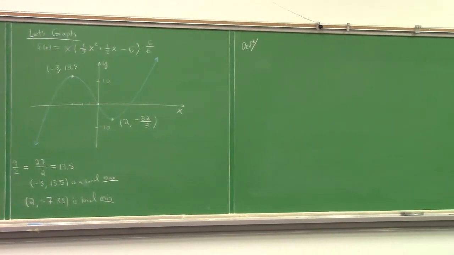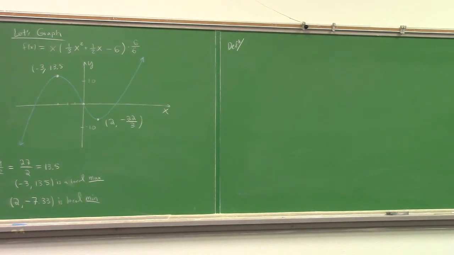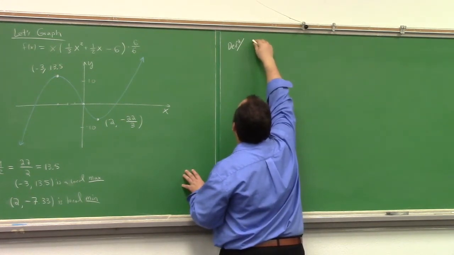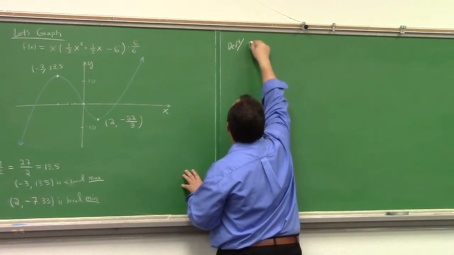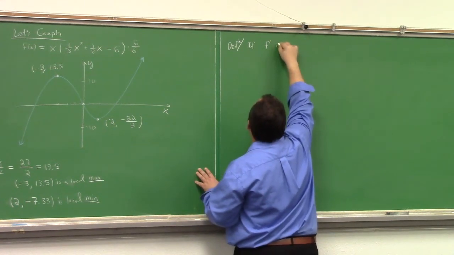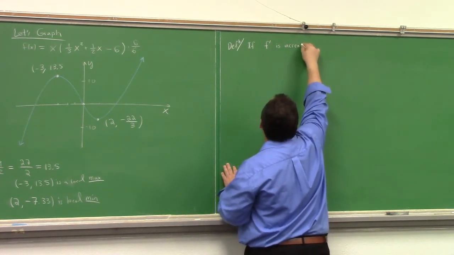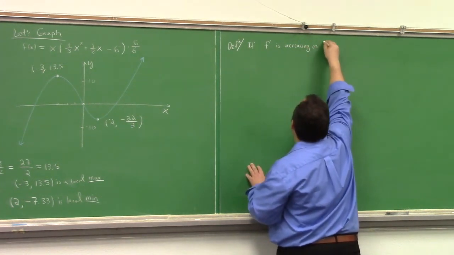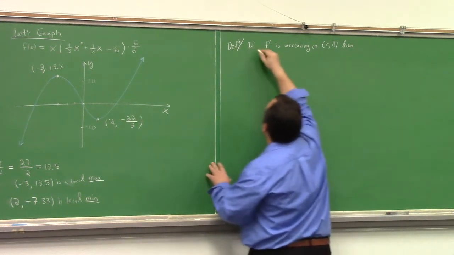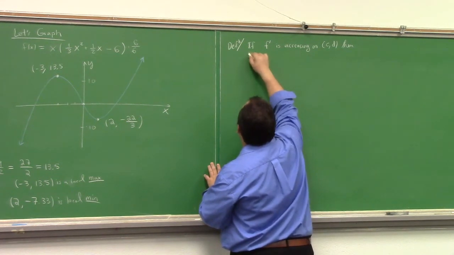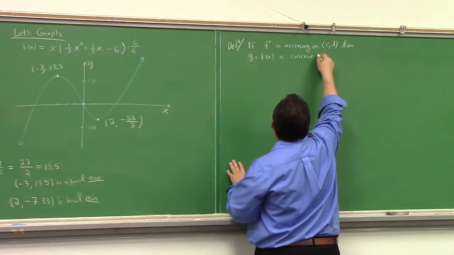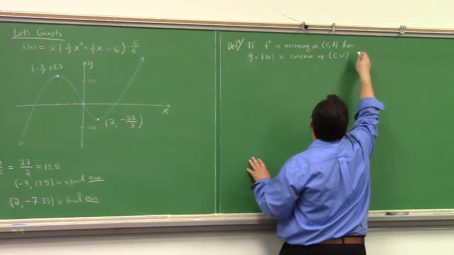So, definition. If f prime is increasing on, let's say, C to D, then y equals f of x is concave up on CD.